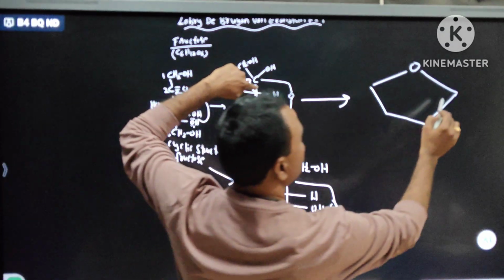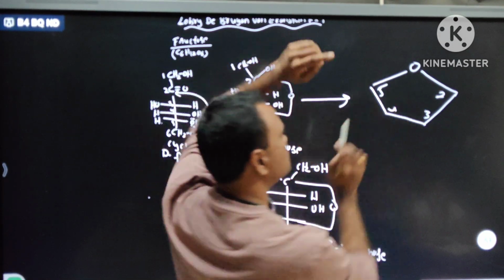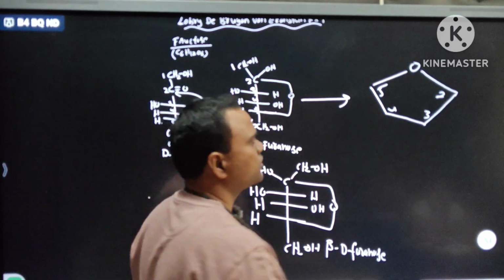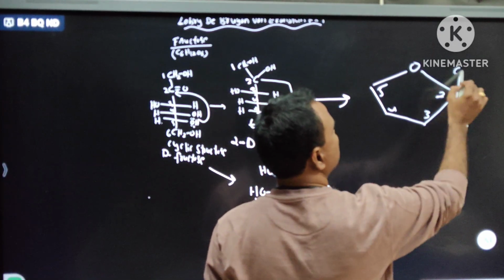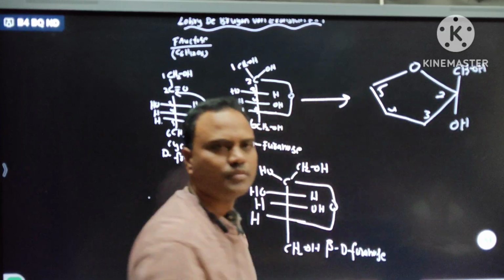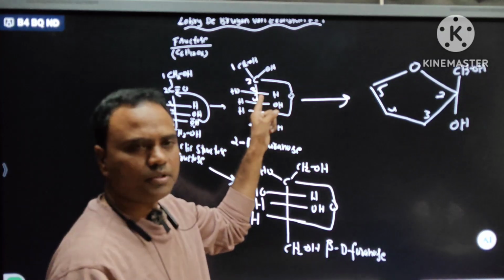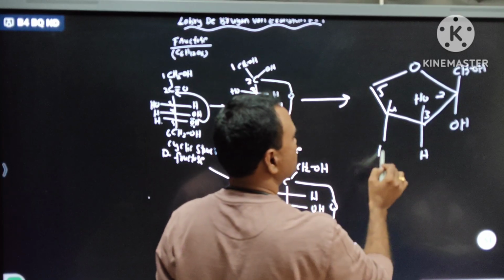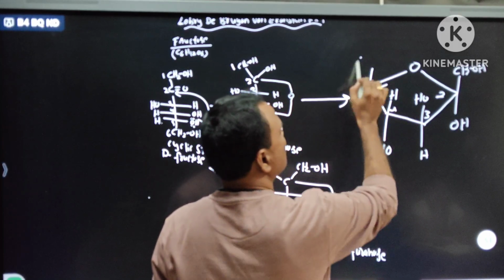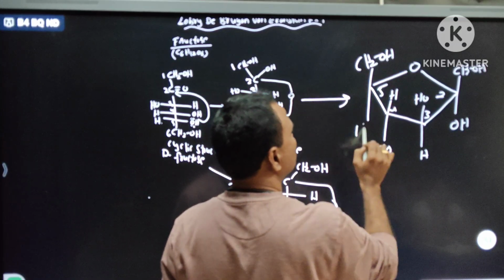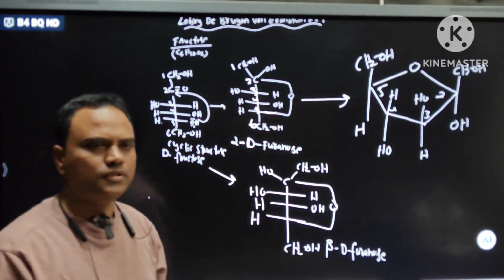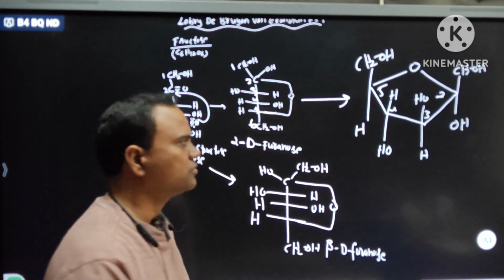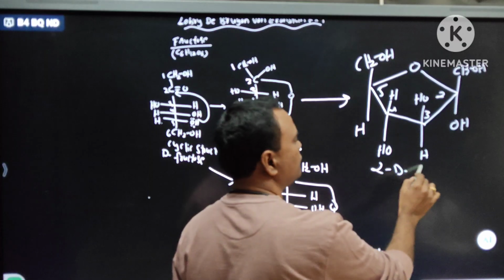This is first. Give numbering from the second onwards. At second carbon, OH is on the right side. So OH, CH2OH. Okay. Third carbon, OH, H. At fifth carbon, CH2OH is always up. Okay. Alpha D fructofuranose.